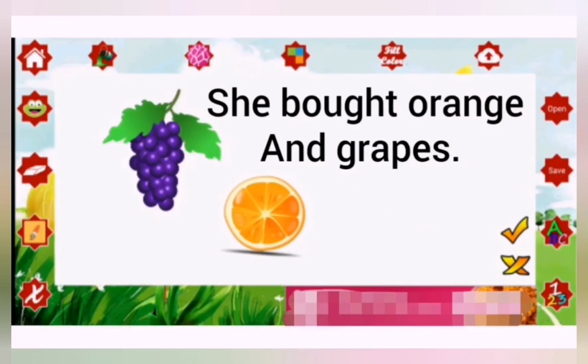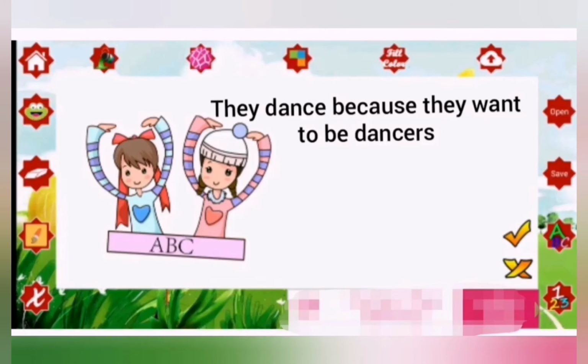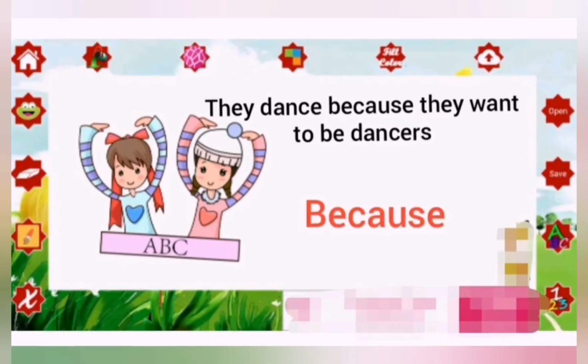She bought oranges and grapes. In this sentence, and is used as a conjunction word. They dance because they want to be dancers. In this sentence, because is a conjunction.